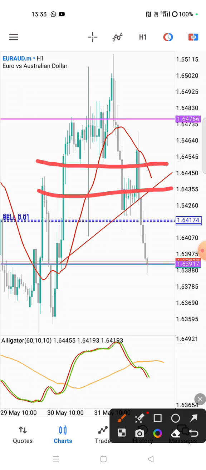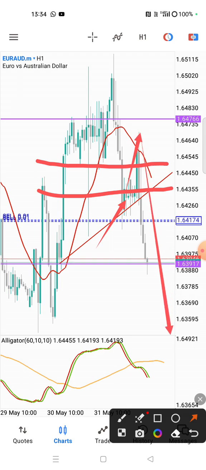It was at 164.505. It was around there. Okay, my first layer was here. So what I mean is, I took a trade here, but then it retraced back all the way up, and then it went down. So you get what I mean?